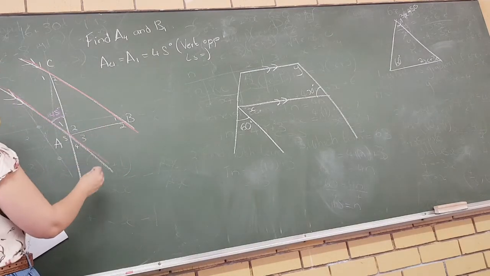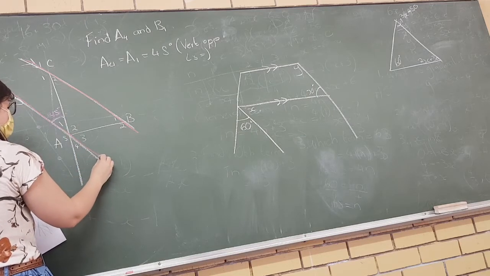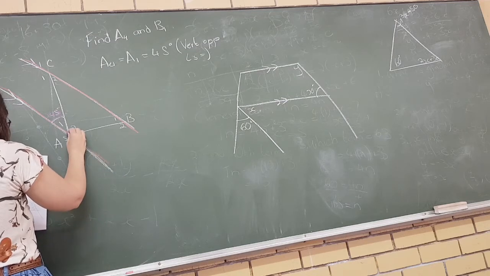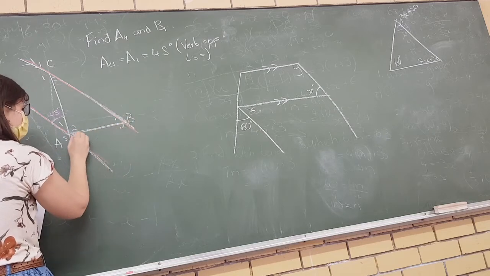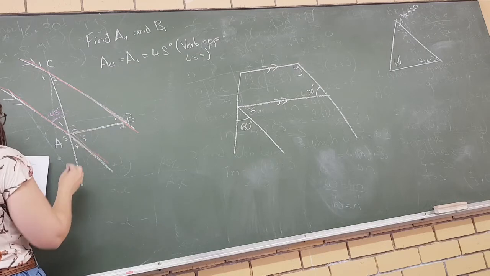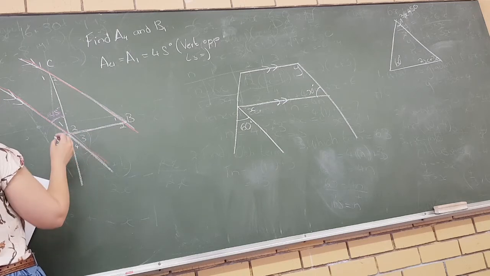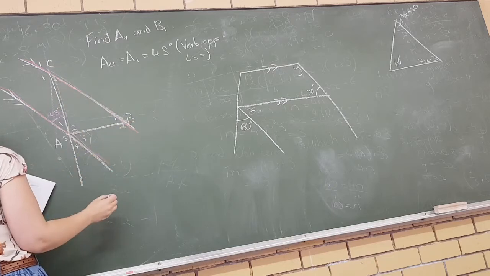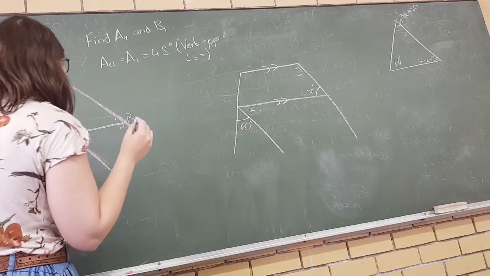Alright, so look. Here's my two parallel lines. Now I see, you see? If we get the U, there it is. Do you see it? Alright, so now I know that this is equal to this one over here. I can also have my parallel lines like this, and the U.